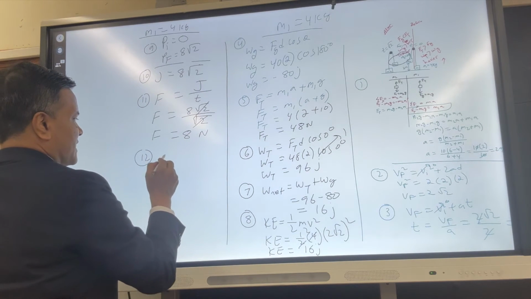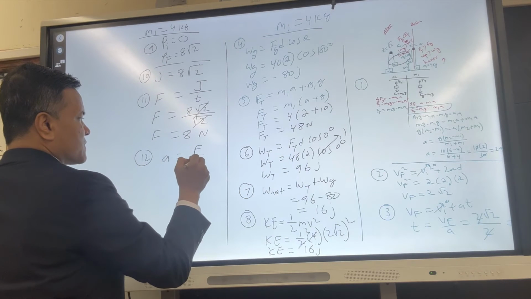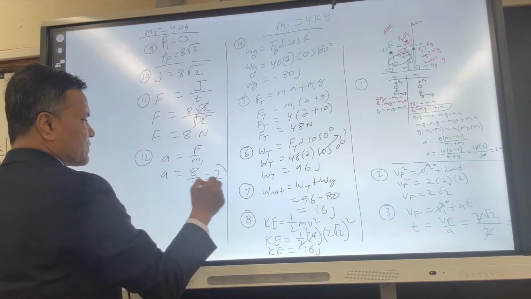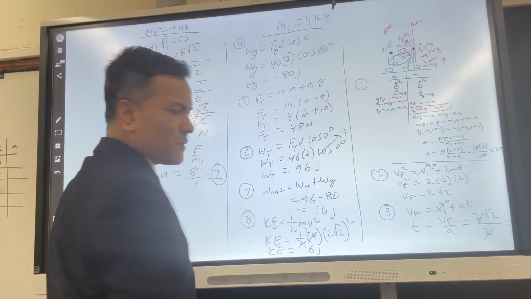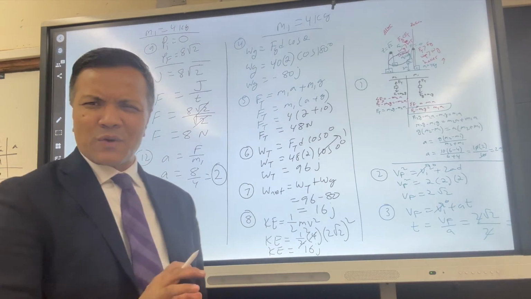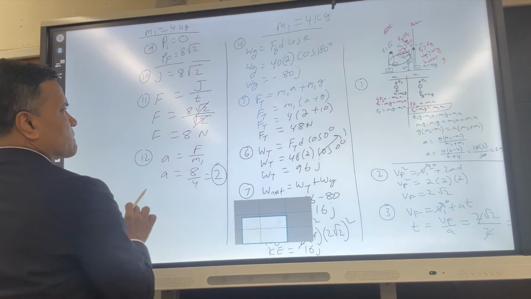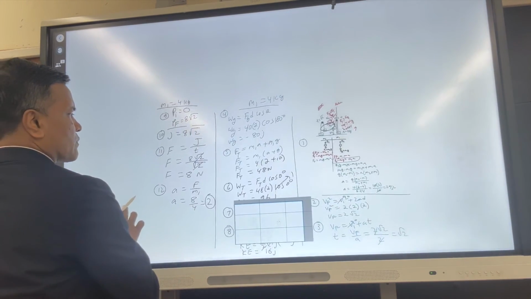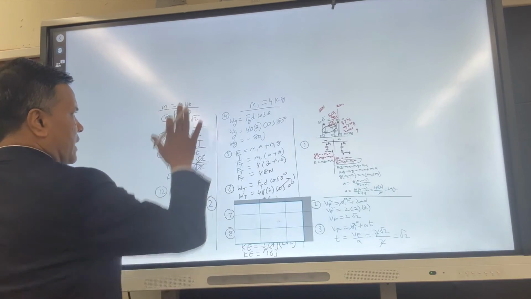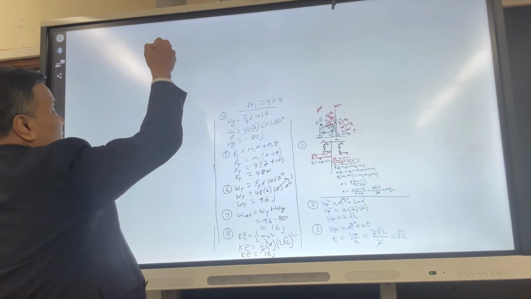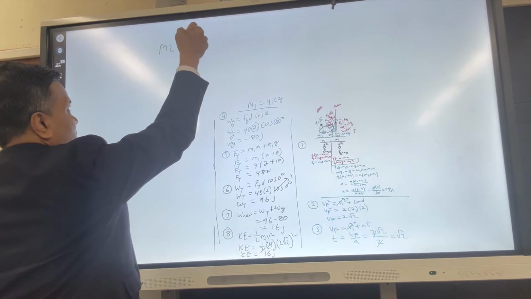One way of verifying it: acceleration is force over mass. So acceleration is 8 over 4, so this is 2. Indeed, we found it before. So that is mass 1. Now we're going to do the same thing on mass 2. I'm going to erase this one to make some room for mass 2. So mass 2 is equal to 6 kilogram.